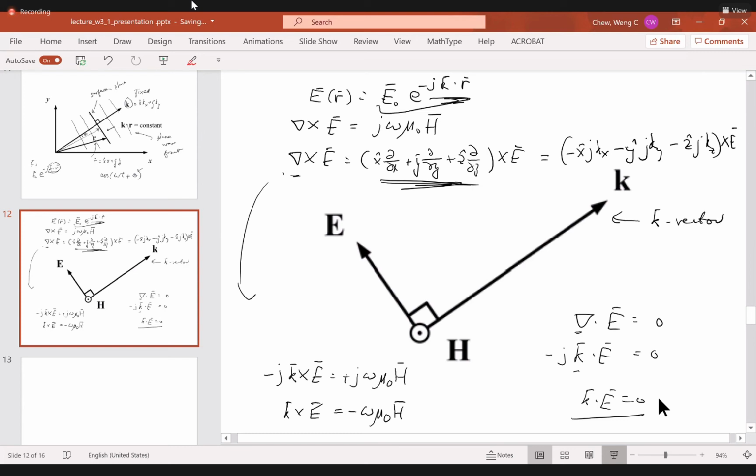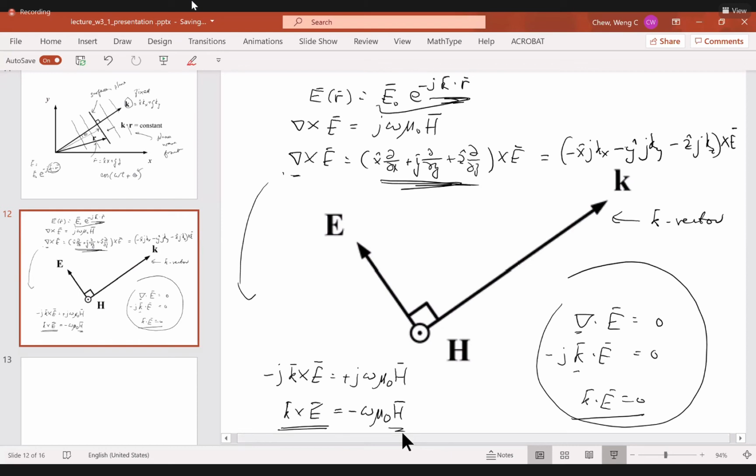If you draw it in space, it has to be orthogonal to E because of this condition. And then k cross E has to be pointing in the direction of h or minus h. So if you take k and cross with the E, it points in the direction of... let me see, do I get it right? k cross E is minus h. So h must be pointing into the paper then. Did I make a sign error anywhere? I hope not.